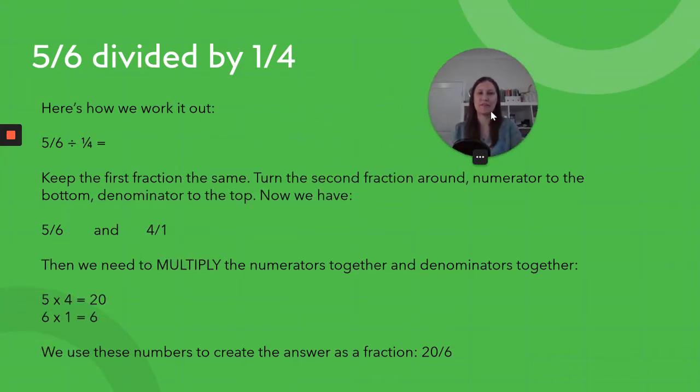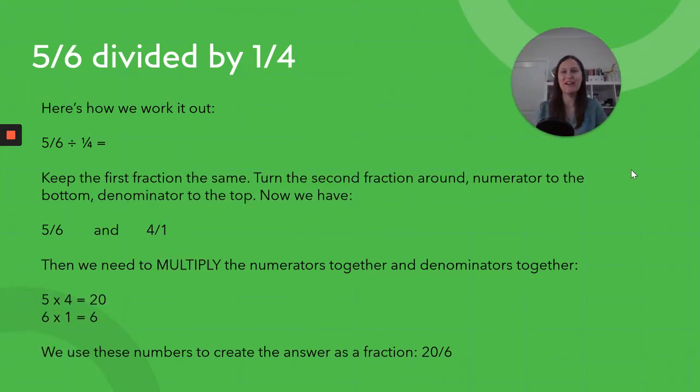Okay, I'm going to move myself up into this corner to work through the problems. So here's how we work it out. The first step is that we keep the first fraction the same. So I've got 5/6 and I'm going to keep that here at 5/6. But the second fraction, 1/4, I'm going to flip. So the numerator from the top is going to become the denominator and the denominator is going to become the numerator. So instead of 1/4, it's going to become 4/1.